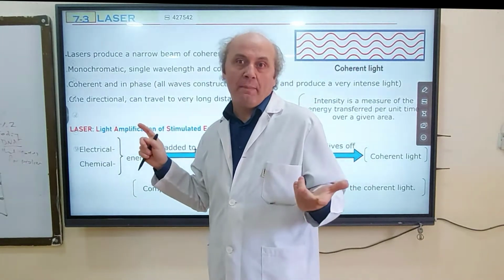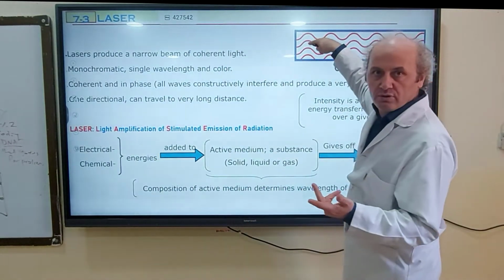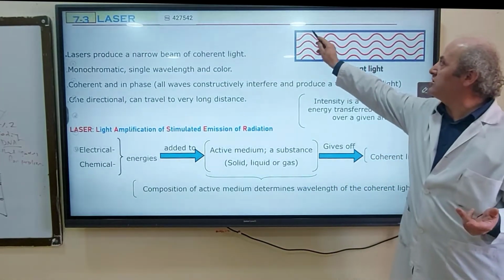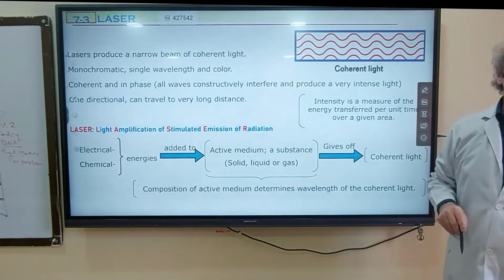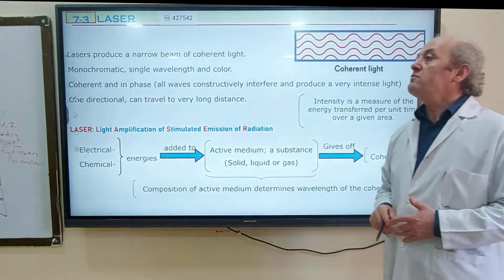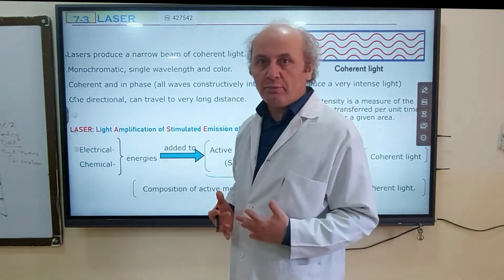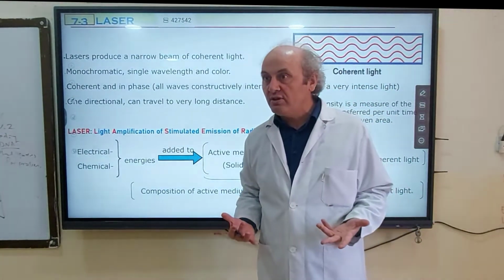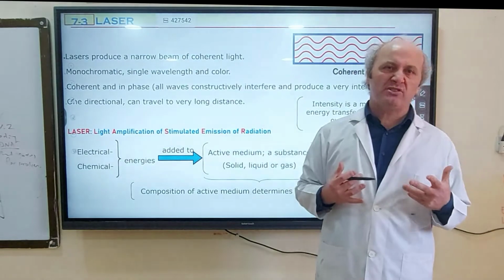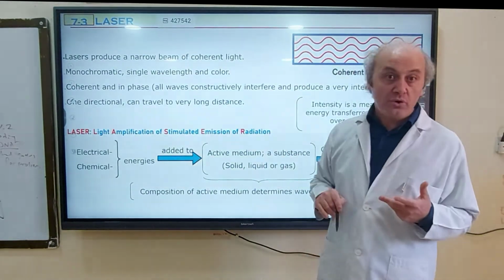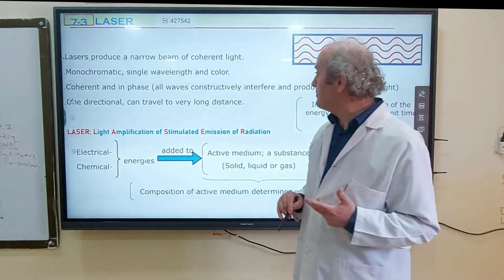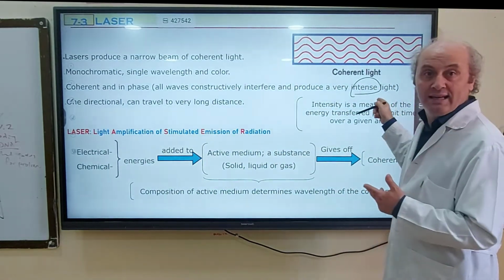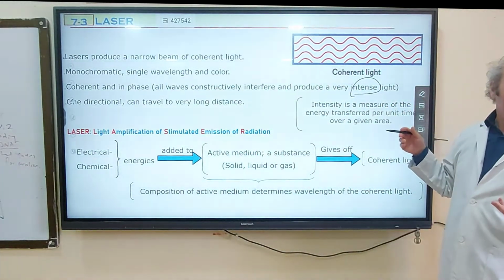And when they are in phase, what happens? Look at them. This is the model for waves in the laser. Crest, crest, crest, crest. So they constructively interfere. If waves constructively interfere, what happens to the amplitude? Increases. So power, energy and intensity of the light increase. That's why lasers have very intense light, because they are coherent and also in phase. All waves constructively interfere and produce a very intense, very powerful light.